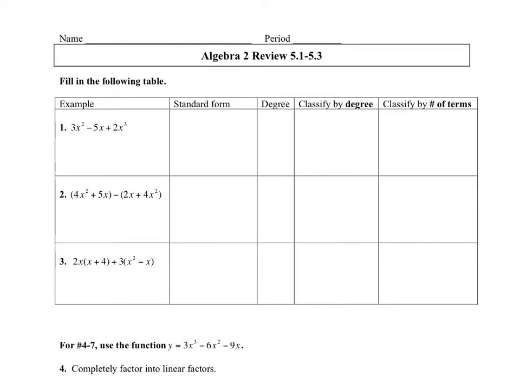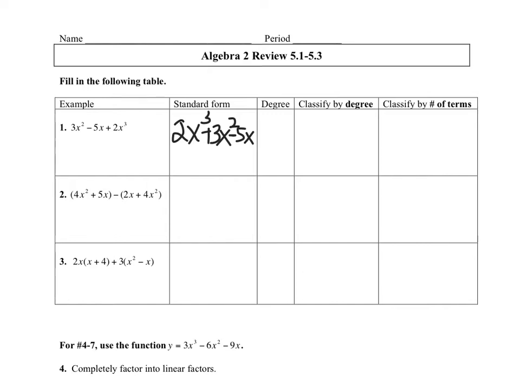So let's take a look at this first one. You're first going to get any like terms together, and in this case, this polynomial doesn't have any like terms. So we're just going to rewrite it so that it's in standard form. Standard form is going to be 2x cubed plus 3x squared minus 5x. So that would be our polynomial in standard form. All the exponents are in descending order.